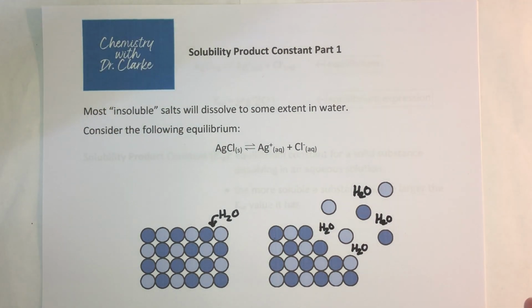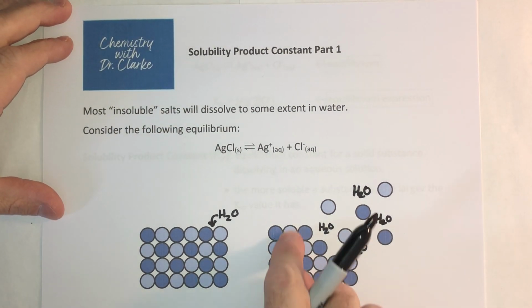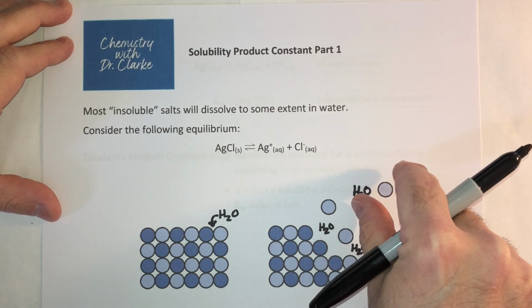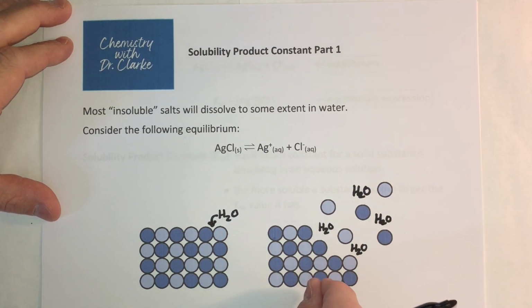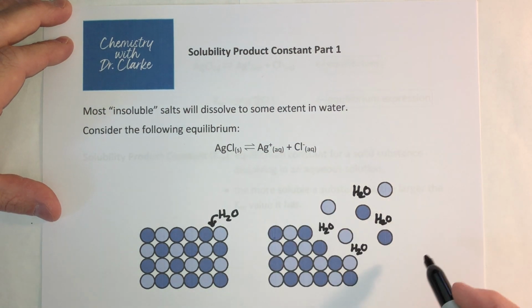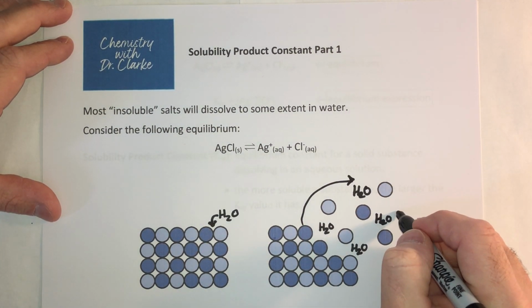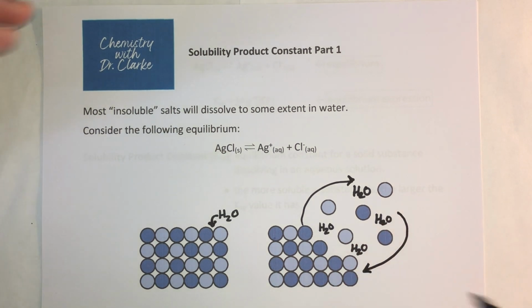Now this is an equilibrium. As you break them apart and free them, so that they become dissolved, some of the ones that are dissolved will come back and reform solid. That's the equilibrium part, right? There will be some that are breaking free. Simultaneously, there will be some that are reattaching themselves to the solid.